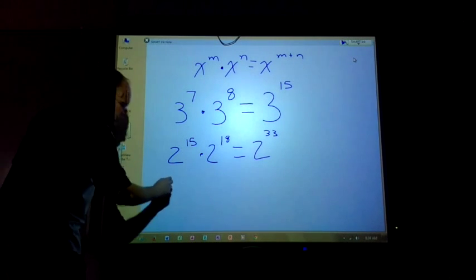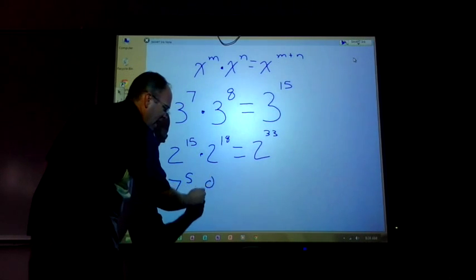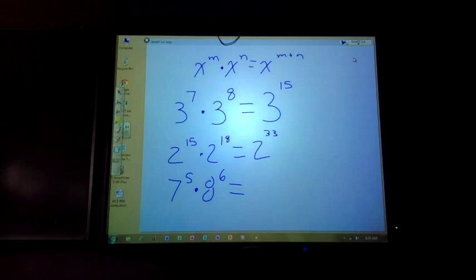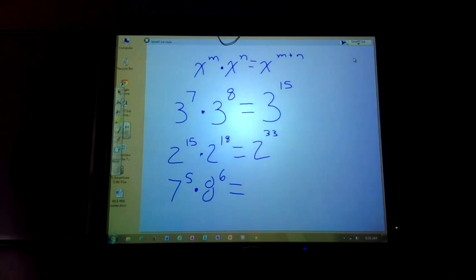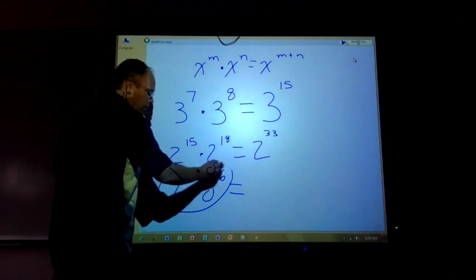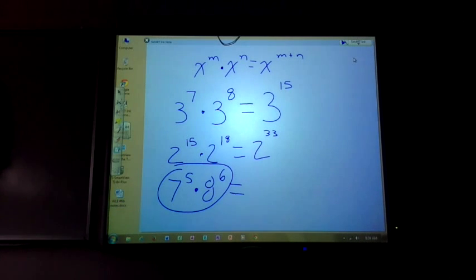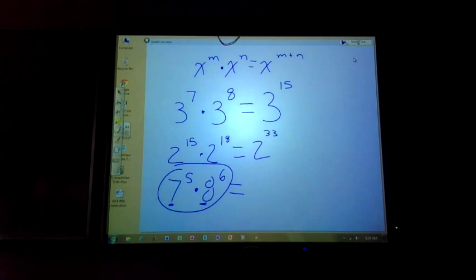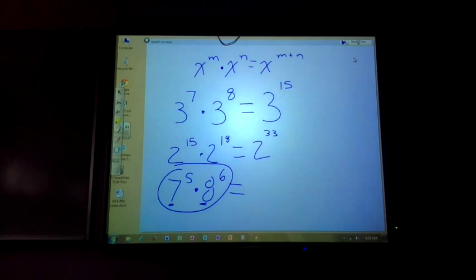Now, let's say I had 7 to the 5th and 8 to the 6th power. Do I have like bases there? No, 7 and 8 are not the same. So I cannot combine the exponents together. Basically, you either have to figure out what this problem is: 7 to the 5th is 7 times 7 times 7 times 7 times 7, and then 8 to the 6th is 8 times 8 times 8 times 8 times 8 times 8, and then you get some big old number. Or you could just leave it like that. That's as simple as it comes. So these are not like bases, so I cannot add the exponents together. Does that seem kind of simple?